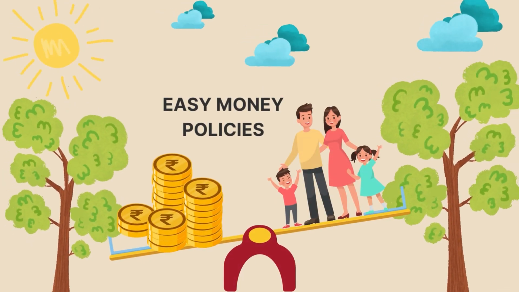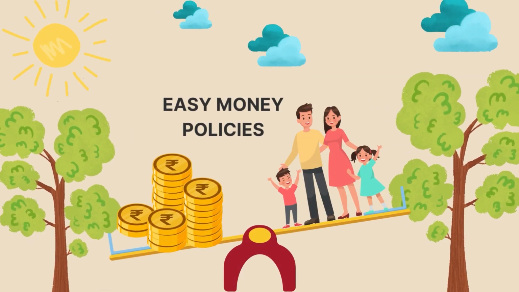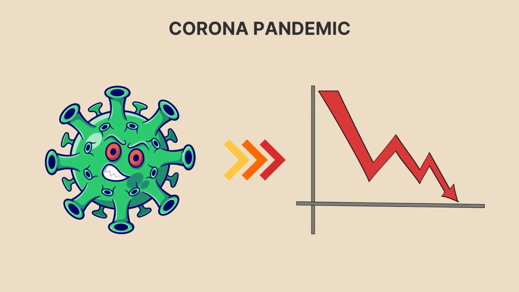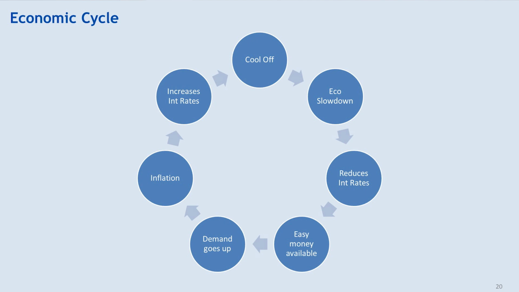And why has this happened? This has happened because of the easy money policies adopted by central bankers all over the world. That obviously was a forced decision because of the slowdown brought in by the corona pandemic. Now what happens is that easy money availability almost invariably results in inflation, and which is where we are today. Globally, inflation has reared its ugly head.